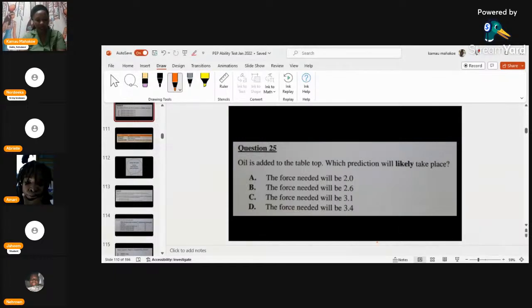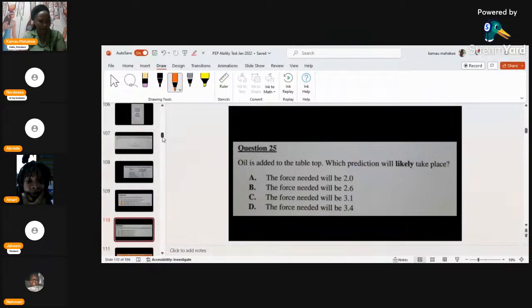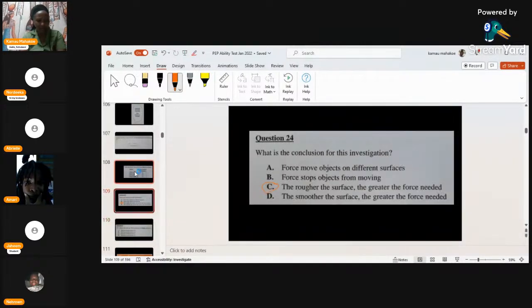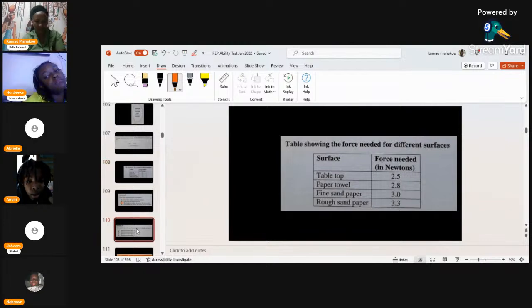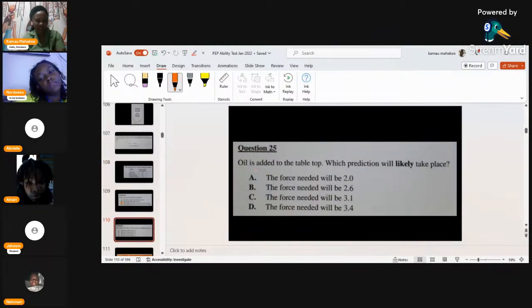And if not, then let's look back. So they're talking about the tabletop. Let's look back and see what was the force needed for the tabletop, and then we can decide which one would now be needed. So the tabletop, 2.5 newtons. Then I would say A, miss. Right, so it has to be less than the 2.5. So the only one here that's less than 2.5 is A, 2.0.